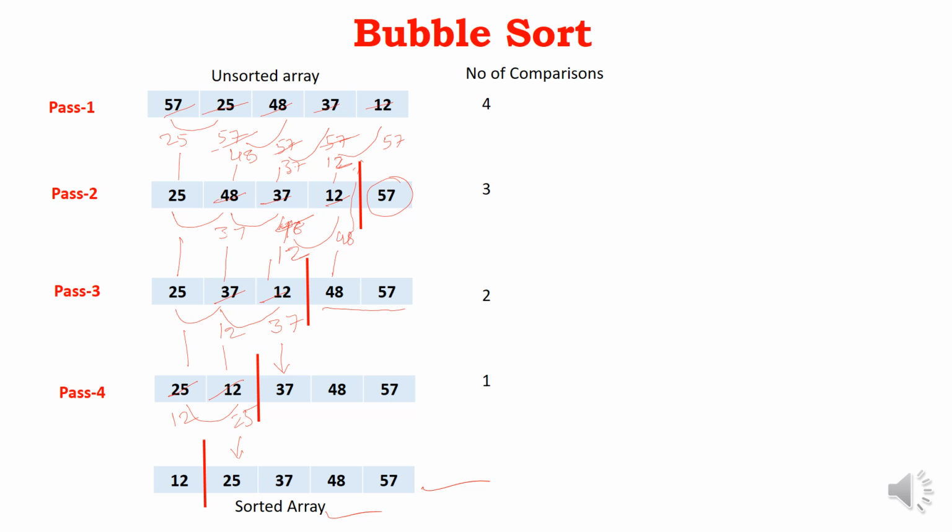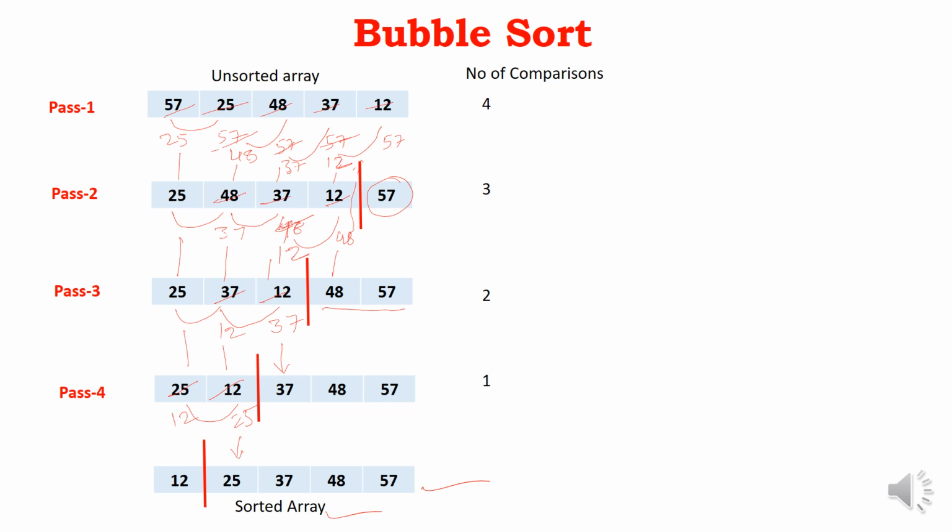See, to sort these five elements, we have moved several times from left to right. In the first pass, we moved from left to right. In the second pass also, left to right. Third pass, left to right. Fourth pass, left to right. So in bubble sort, the elements are compared from left to right. In every pass, one element is fixed in its final position. What is that one element? That one element will be the largest element.